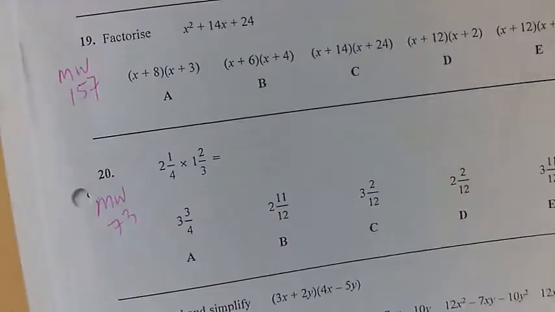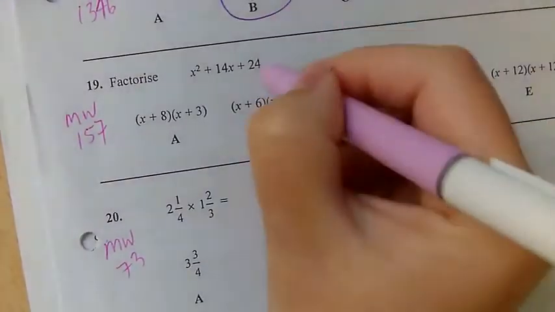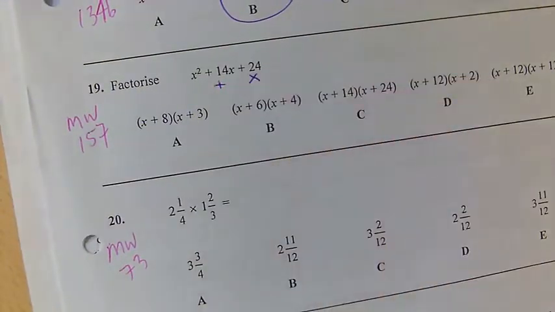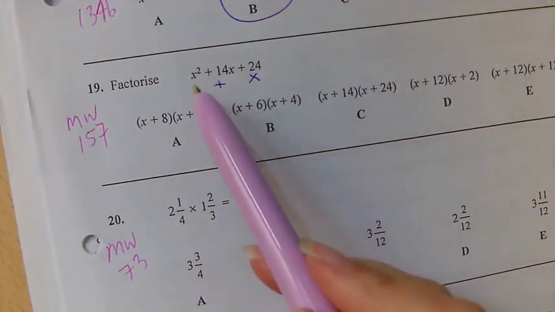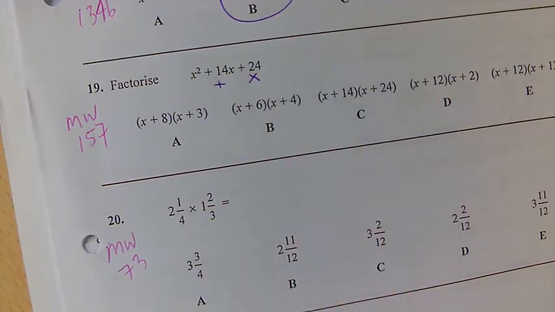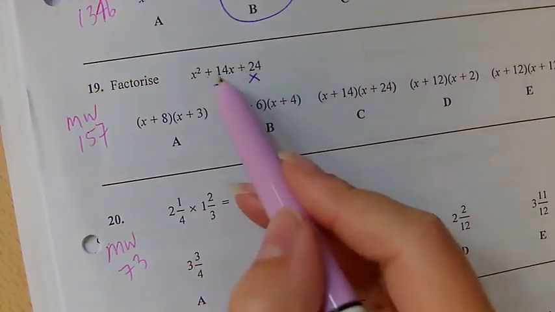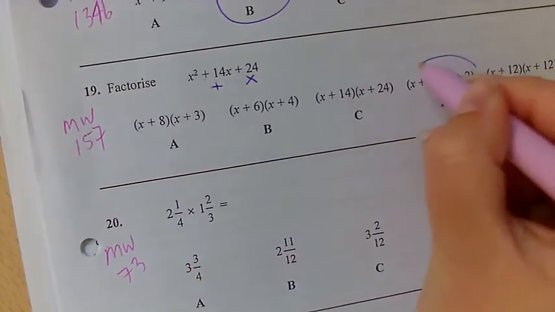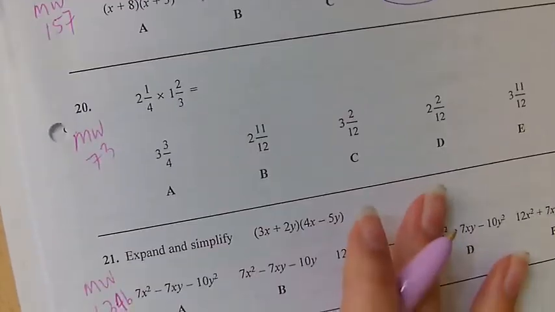Okay, factorize into double brackets. I want 2 numbers that times to make 24 and add to make 14. We know there aren't going to be any minus numbers because they're both positive, so that makes life easy. What 2 things times together to make 24, but add together to make 14? Well, we've got 12 and 2. Okay, 12 times 2 is 24, 12 add 2 is 14, so we're going to have 12 and 2.